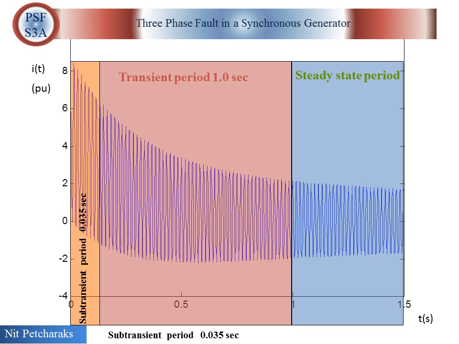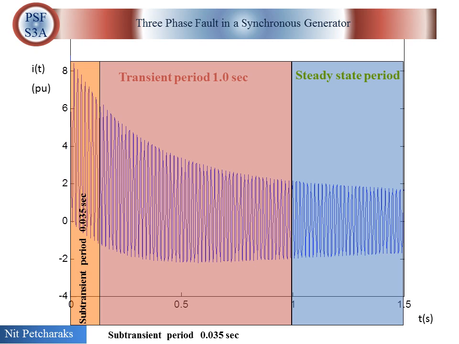This curve shows three-phase fault current. At the beginning, the magnitude of this current is very high. As time goes by, it will be lower and lower until it reaches the steady state period. However, it is still higher than normal current. It could be divided into three periods.